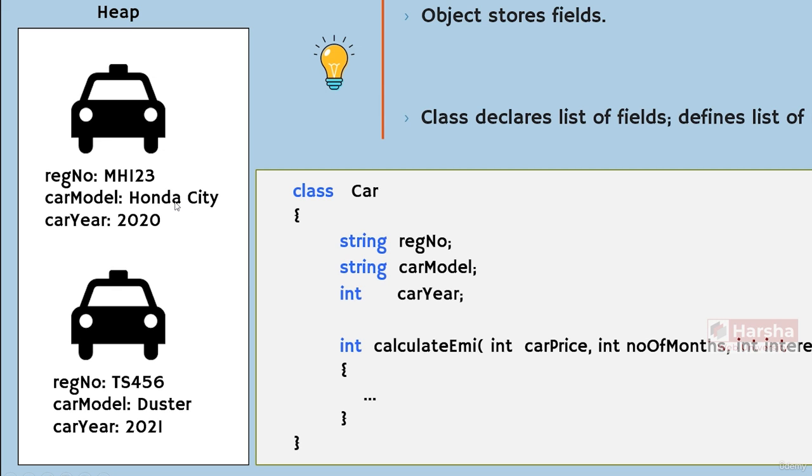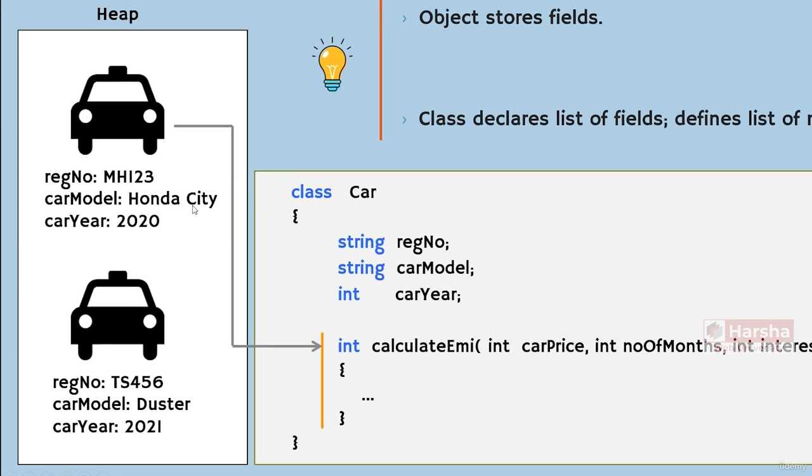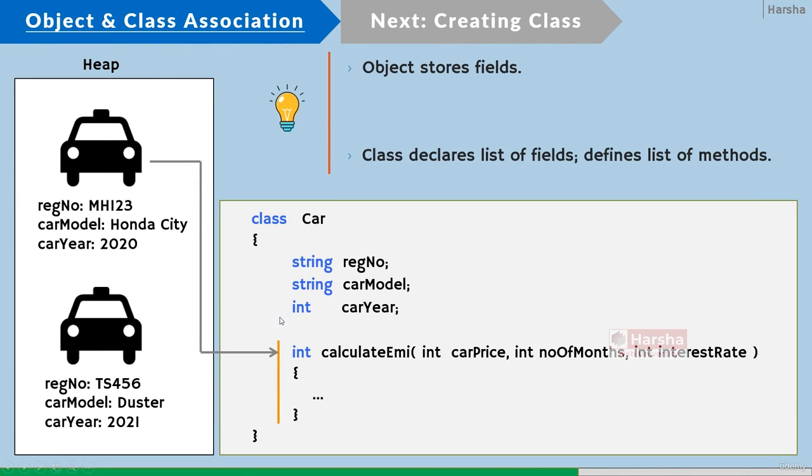But objects don't store methods. Objects are associated to the class methods. That means the first object can access the method of the corresponding class. Even the second object also can call the same method. While calling the method, there should be a current object based on which the method is called. Without a current object, the method cannot be executed.